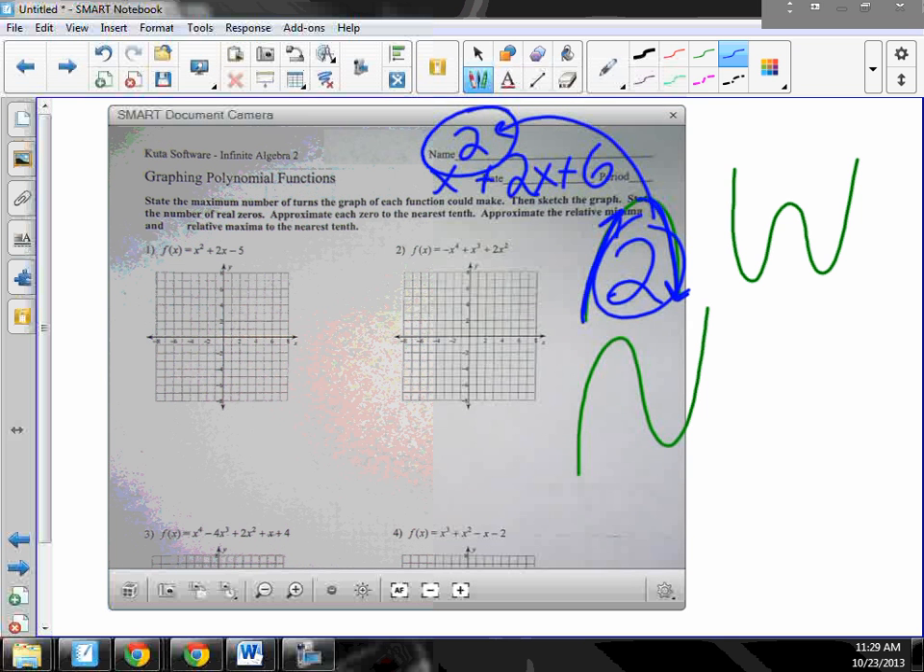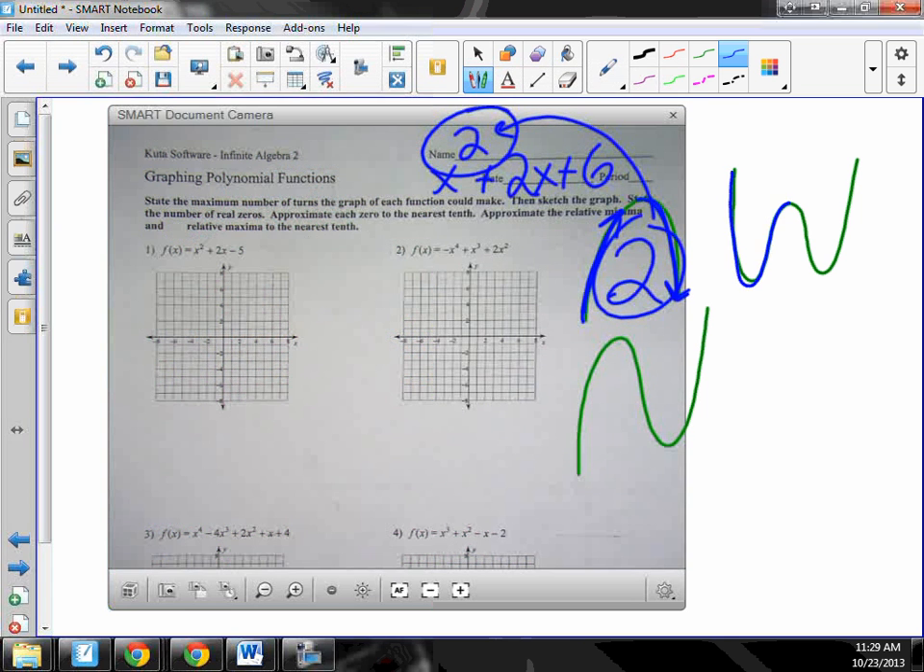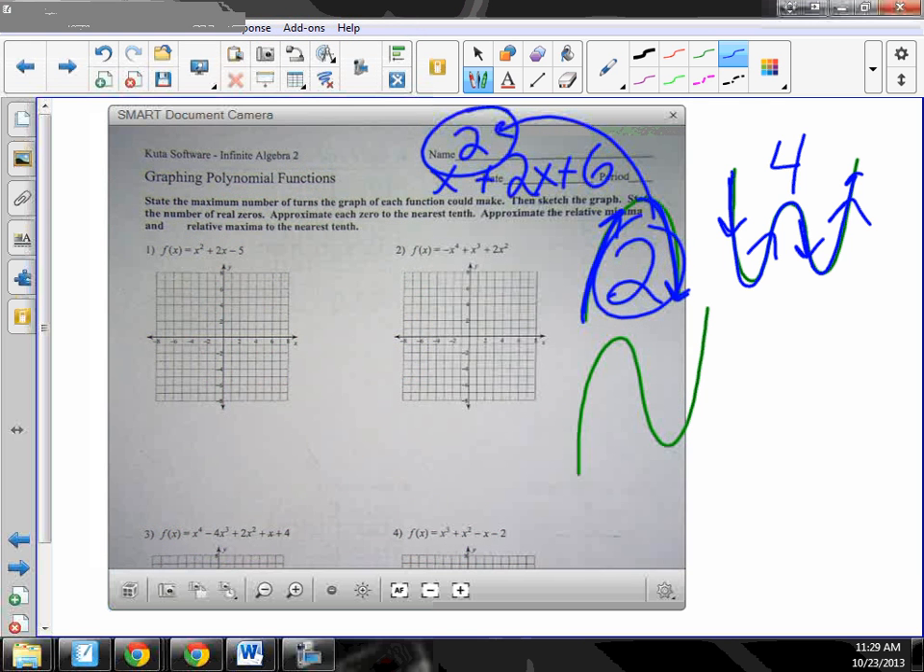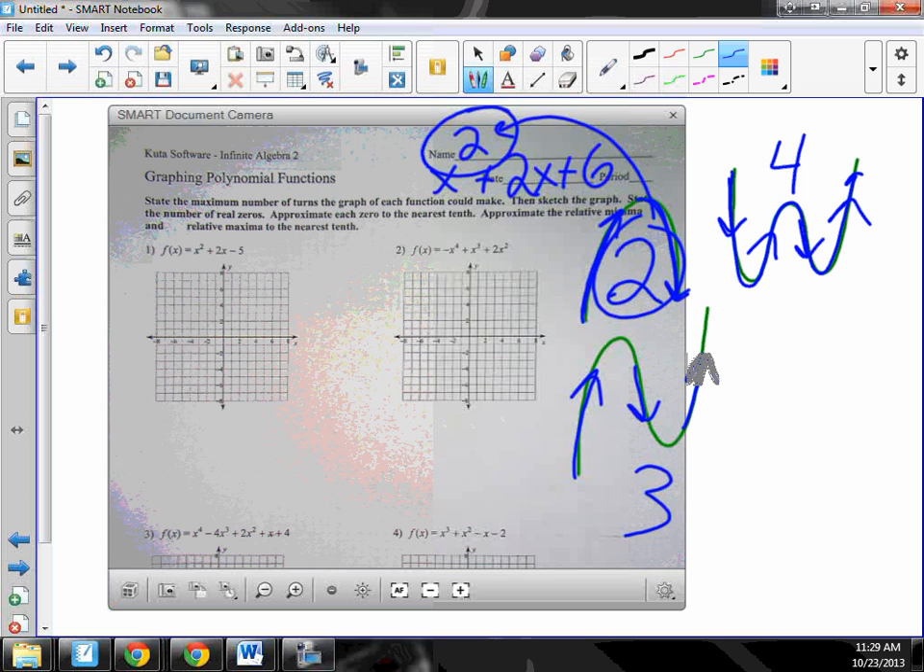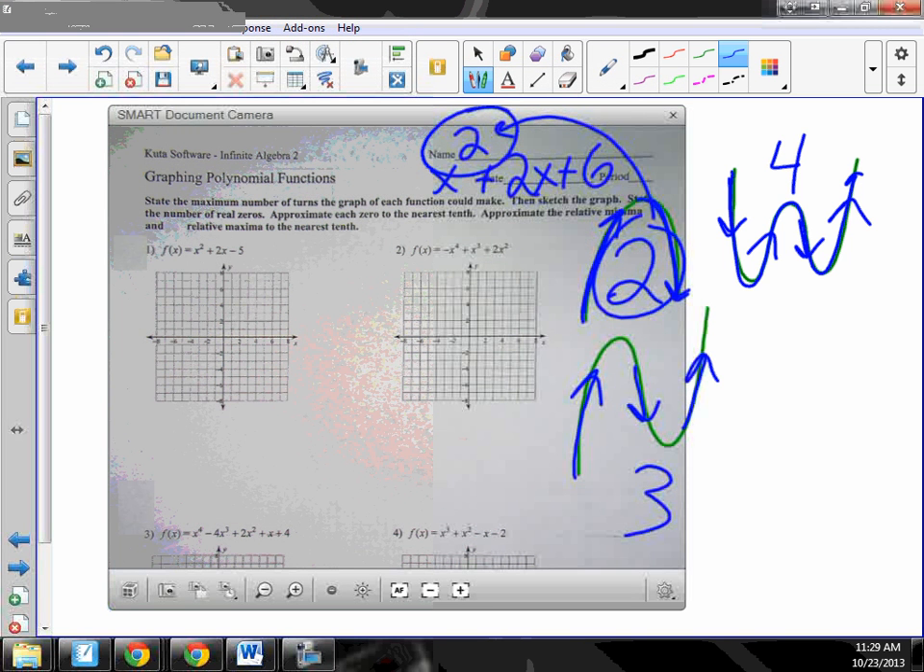So this one changes directions. We have 1, 2, 3, 4. So I have 2 going down, and I have 2 going up. So this one would have 4 directions. This one here goes up, then it goes down, then it goes up again. So this has 3 directions. So that's what it means by state the maximum number of turns.